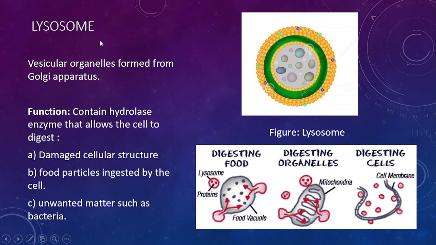Now comes the lysosome. Lysosomes are vesicular organelles which are made from the Golgi apparatus. Here is a picture showing the lysosome, and you can see inside the lysosome there are a number of enzymes present in it, and the function of lysosome is to actually hydrolyze.